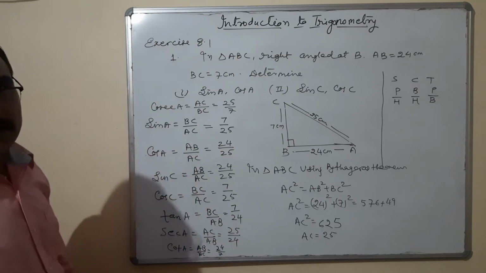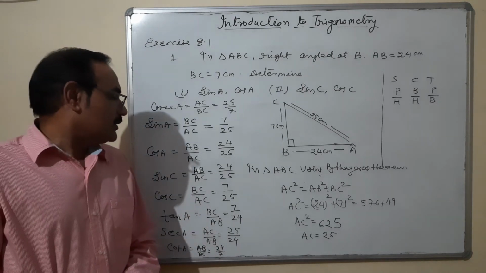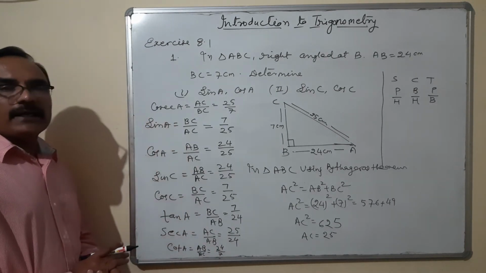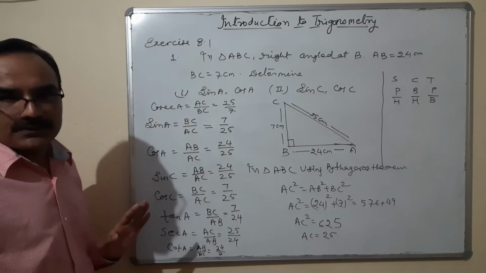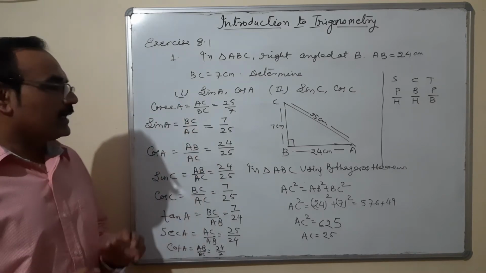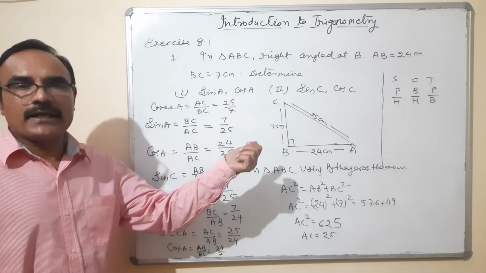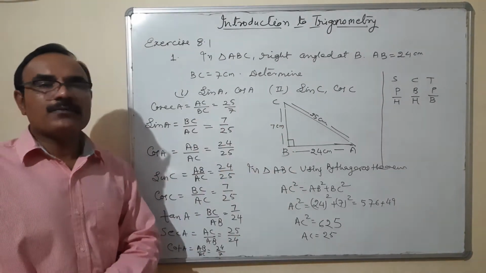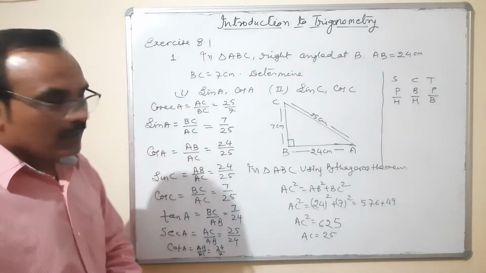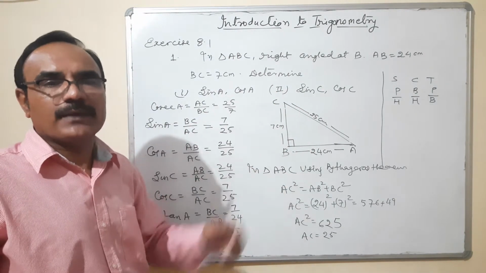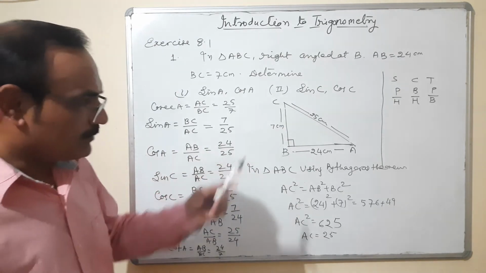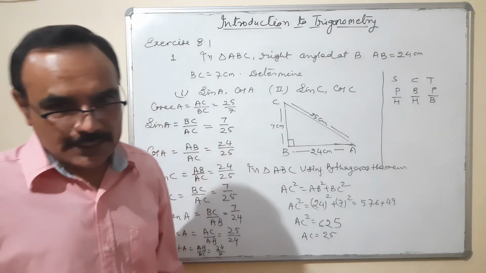So these are all 6 trigonometric ratios we can find out. One thing is clear: in a triangle, if you know all three sides, then we can find all the 6 trigonometric ratios. And if you know any two sides of a right angle triangle, the third side we have to find with the help of Pythagoras theorem. Using Pythagoras theorem, we'll find the third side, and after that all 6 trigonometric ratios we can find with the help of this triangle and the sides which are given.